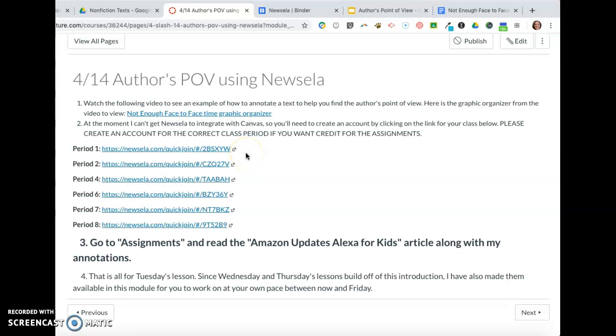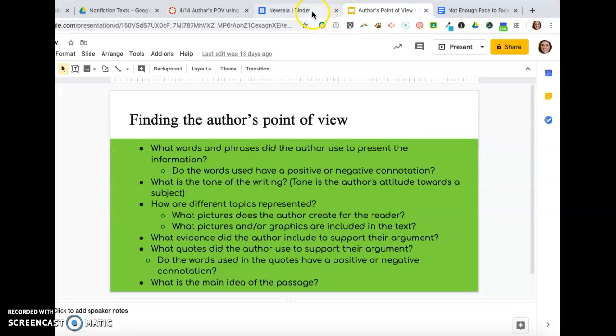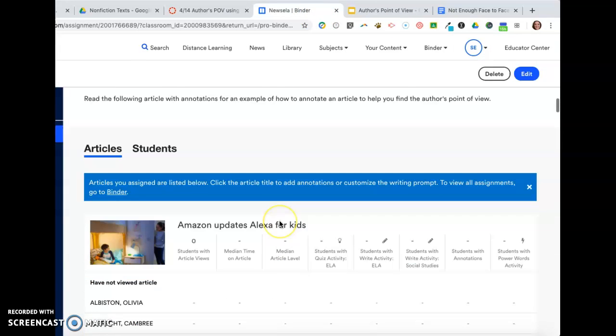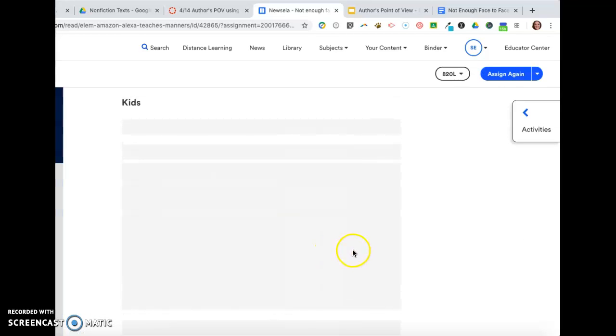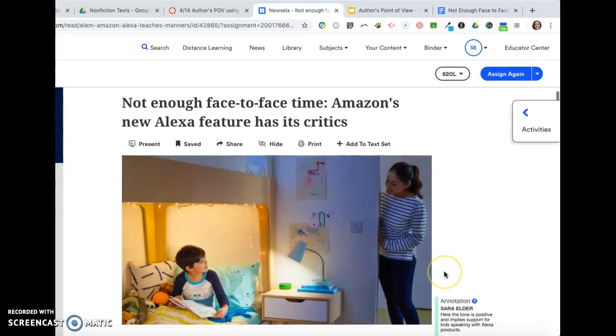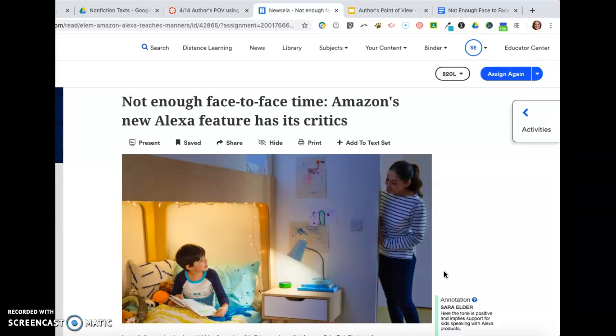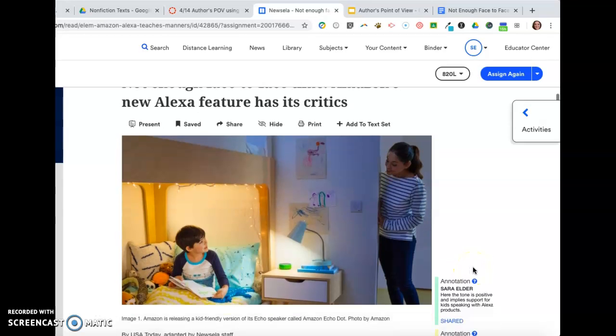Once you log in, click on assignments, and then there should be an article titled Amazon Updates Alexa for Kids. There's only 2 assignments in there right now, which we're doing both of them this week. So Amazon Updates Alexa for Kids, and it takes you to the assignment page. In this one, you don't have to do anything except read it and look at the annotations I made.